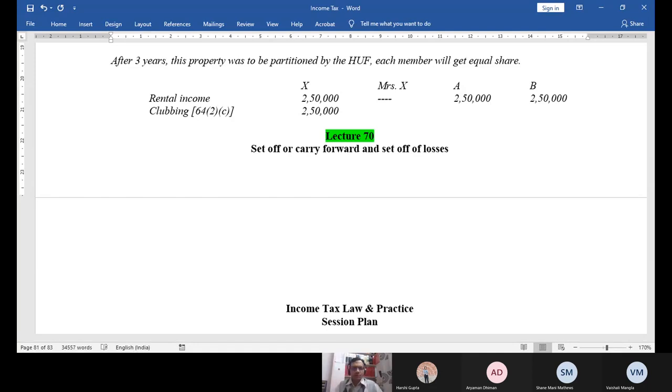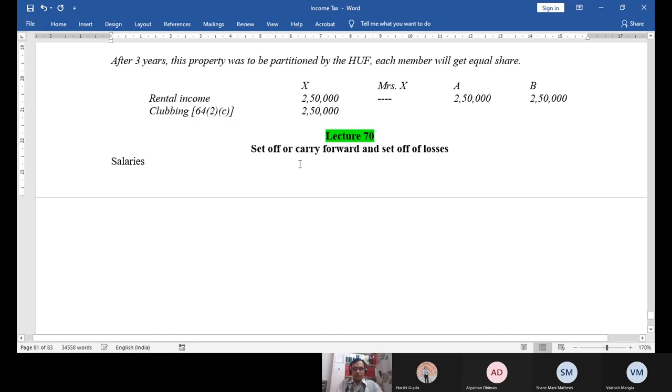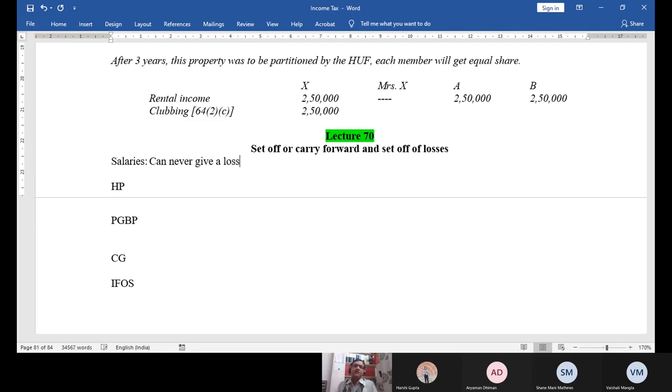So I'm talking about losses. There are 5 heads of income, so there can be a maximum of 5 losses: salaries, property, PGBP, capital gain, IFOS. There can be a maximum of 5 losses, but salary cannot have negative income. Salary can never show a loss, because you are working with someone, so you will earn something. You will not work and pay. That is not possible. So there is no concept of negative income for the salary head.